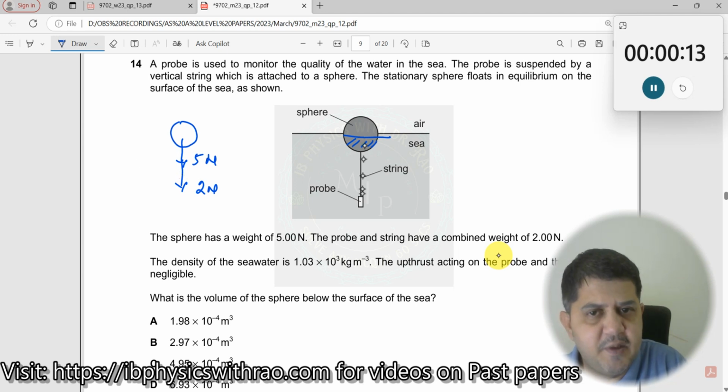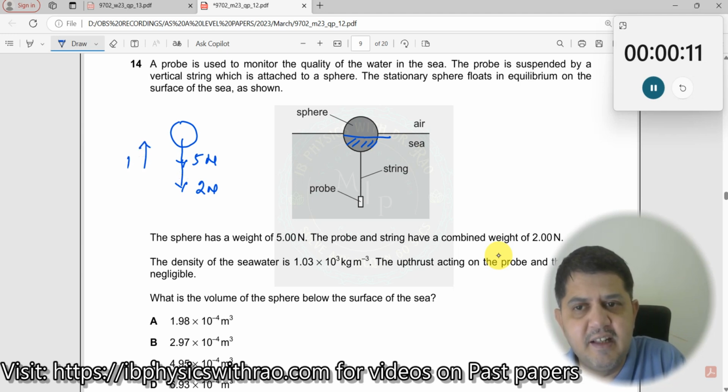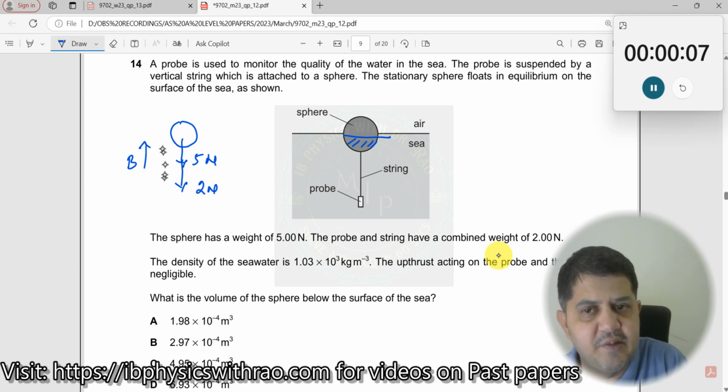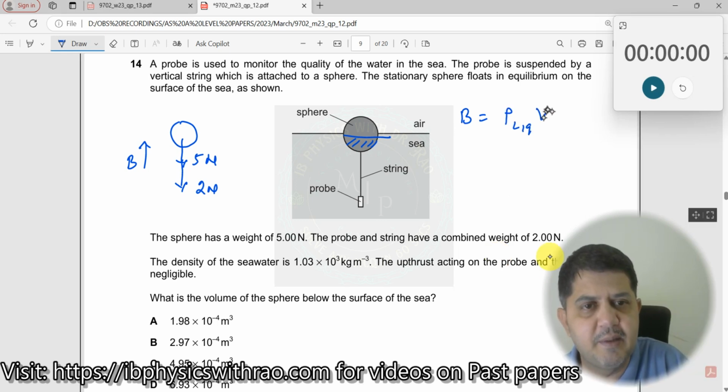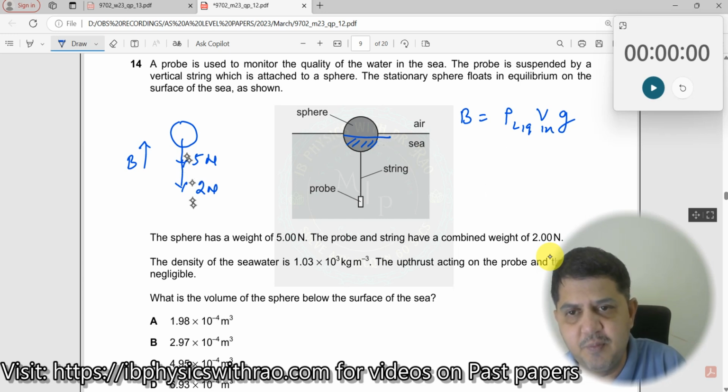Now why isn't the sphere sinking here? Because there is a buoyancy force B over here, acting upwards, and the weight is acting downwards. These two are balancing each other, right? So let us write down the equations. Balancing, the buoyancy force B is given by rho liquid multiplied by V multiplied by g, where V is nothing but the volume. I'll write V in, the volume of the object inside the surface of water. This is what it is, and this should be 7 Newton.